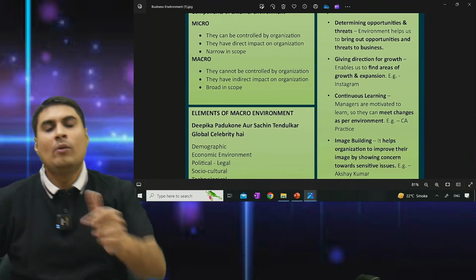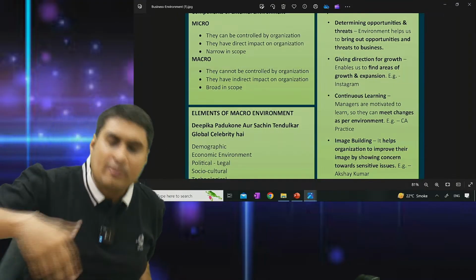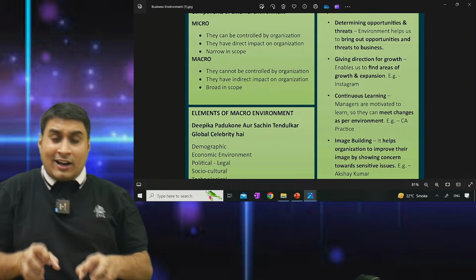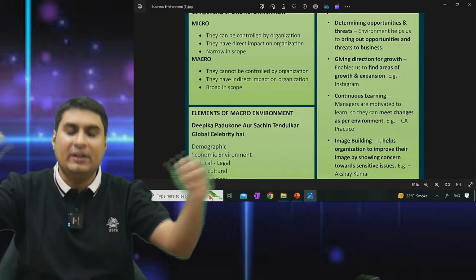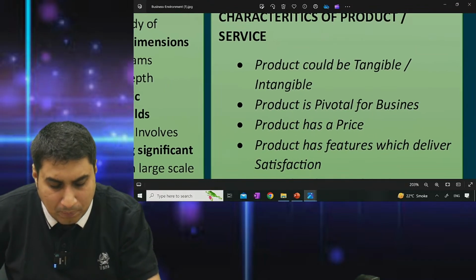One last time. What are the advantages of business environment? Why do I need to analyze the environment? Determining opportunity and threat. Wherever there is opportunity, direction for growth. Continuous learning, image building, meeting competition. Now, characteristics of product or service.